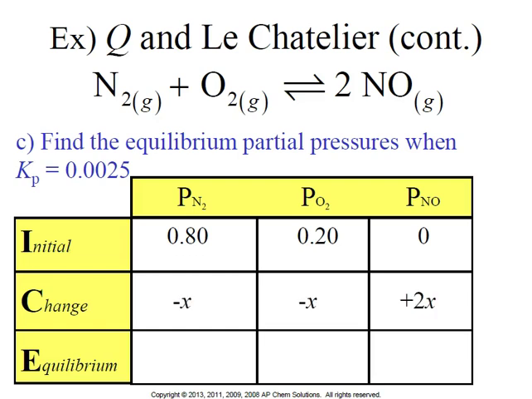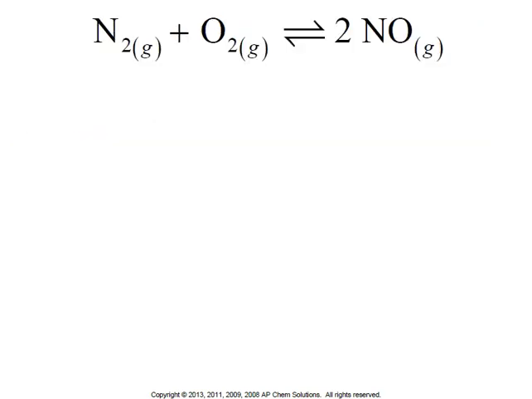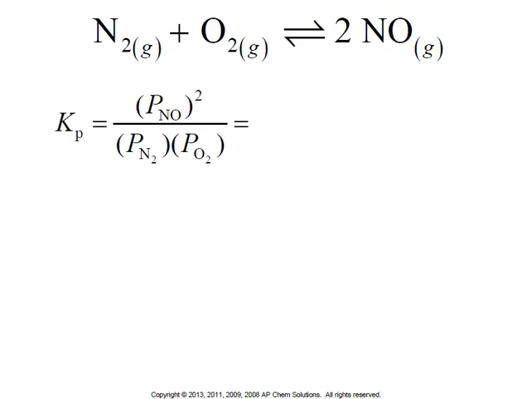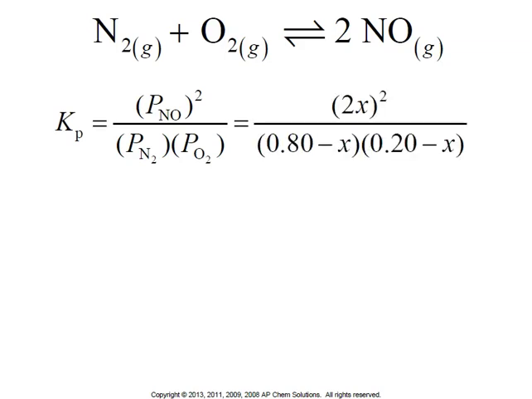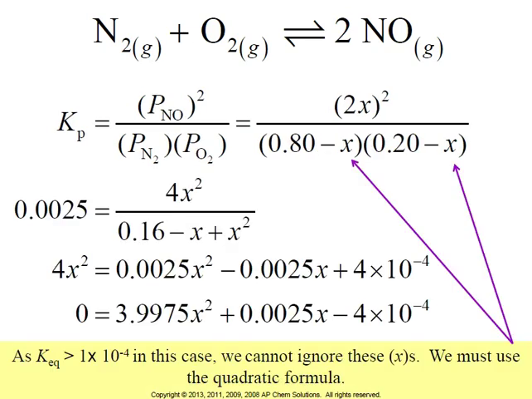Same change in terms of x, so we have the same table. The difference here, though, is that we have a different K value. So we still have the same Kp expression. We still have the same x's to plug in, and we still have the same setup. However, we've got some differences here. Our K value is no longer less than 1 times 10 to the negative 4. In fact, it's greater than that. So we cannot ignore these x's.